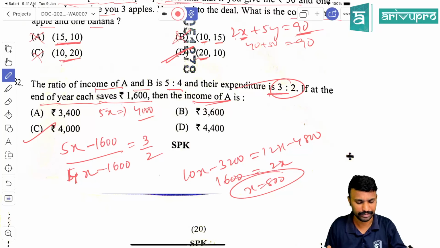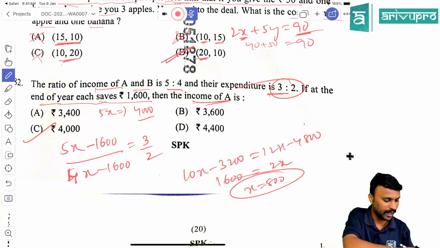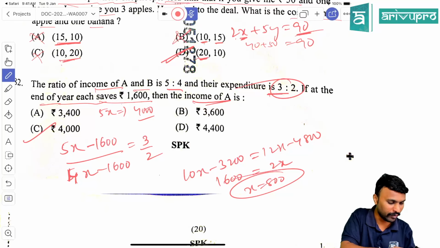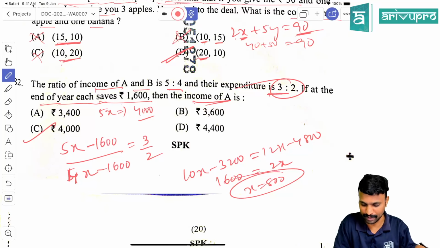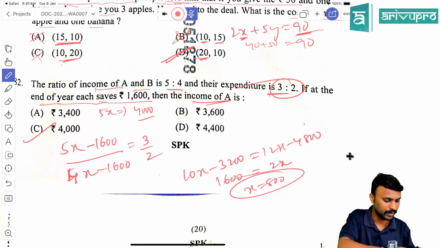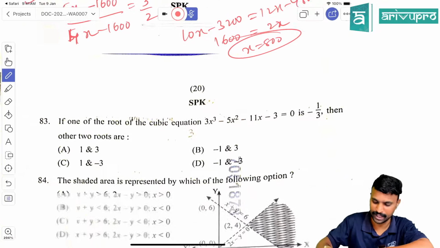Have you understood? What is the income of B then? 800 into 4, which is 3,200. Correct? Yes. So option C is the right answer.